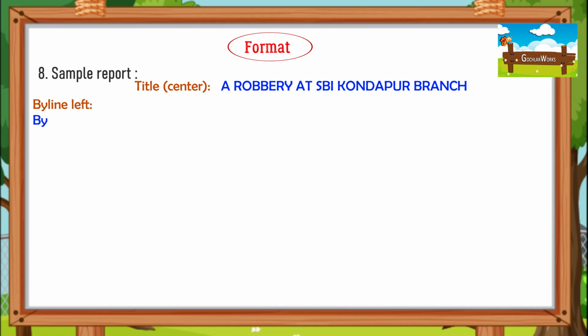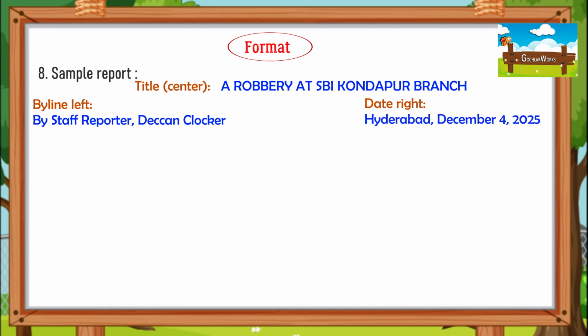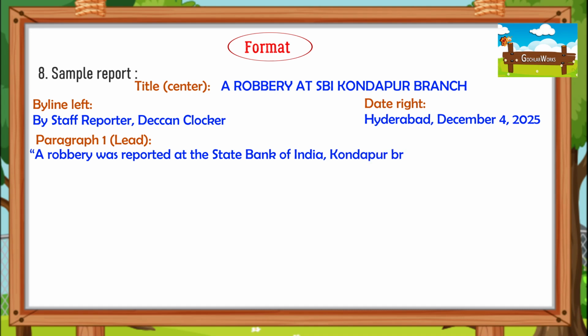Now let's go to the sample report. The title should be A Robbery at SBI Kondapur Branch. The byline will be by staff reporter Deccan Clocker. The place and the date: Hyderabad, December 4, 2025. Paragraph 1, the lead paragraph. A robbery was reported at the State Bank of India Kondapur branch early this morning.